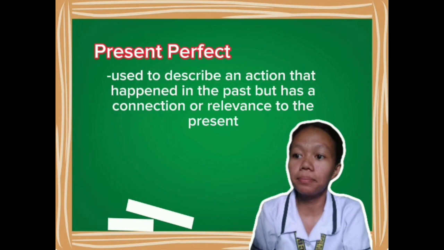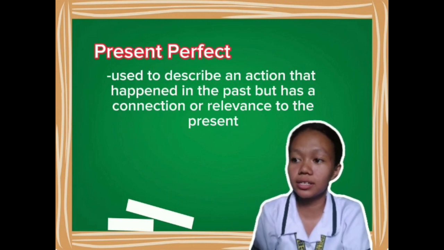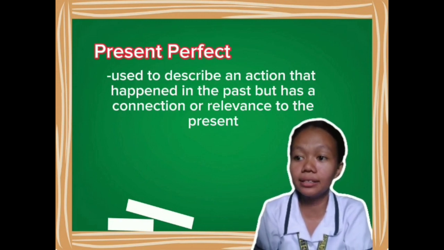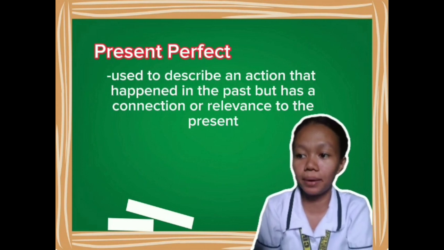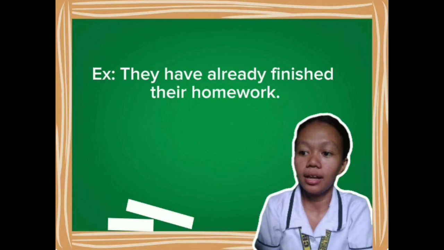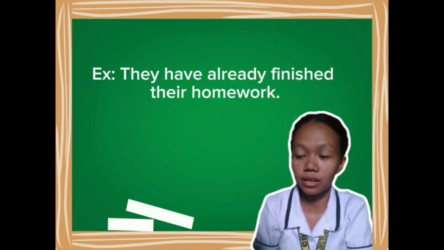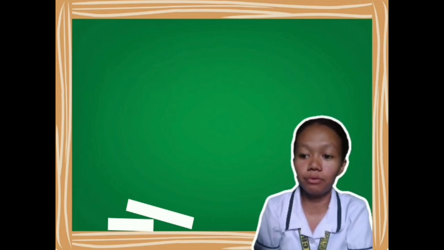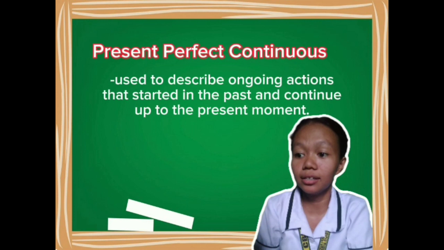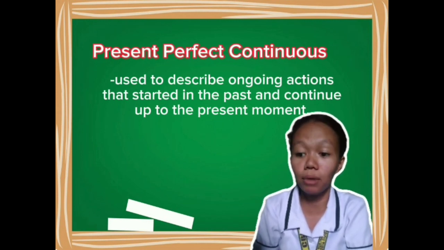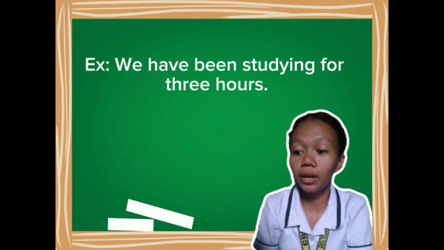Number 3, present perfect, used to describe an action that happened in the past but has a connection or relevance to the present. For example, they have already finished their homework. The fourth one, present perfect continuous, used to describe an ongoing action that started in the past and continues up to the present moment. Example, we have been studying for 3 hours.